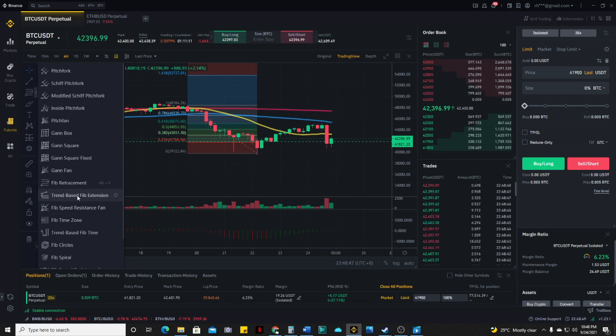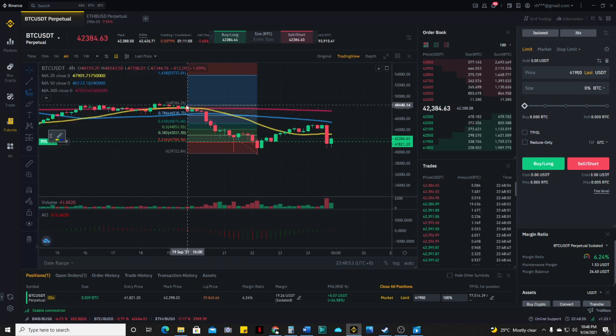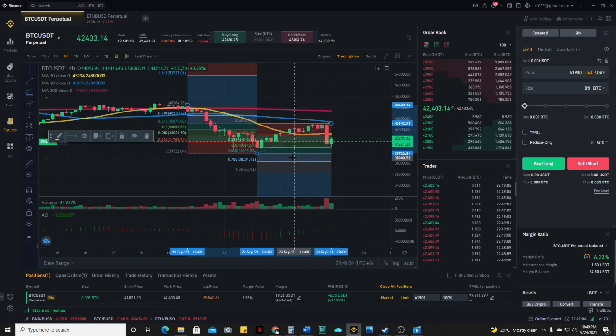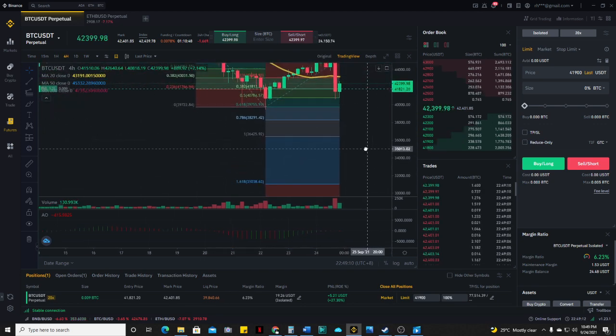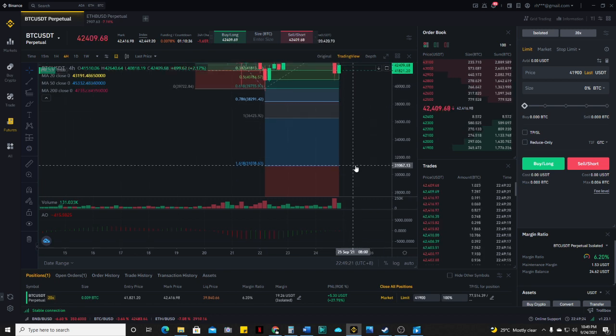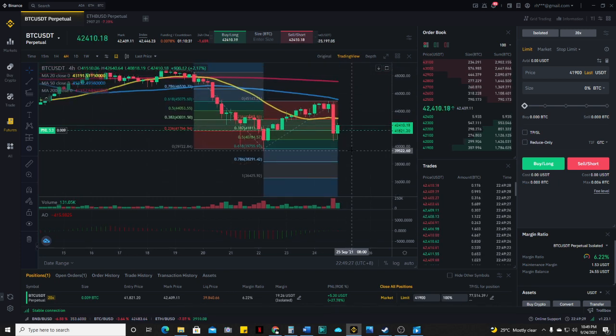Fibonacci extension. Trend based Fibonacci extension. So you click the top, then here, then here. Here's the top part. So basing from there, you can take profit up to 60% here, or up to here, 160%, 31.